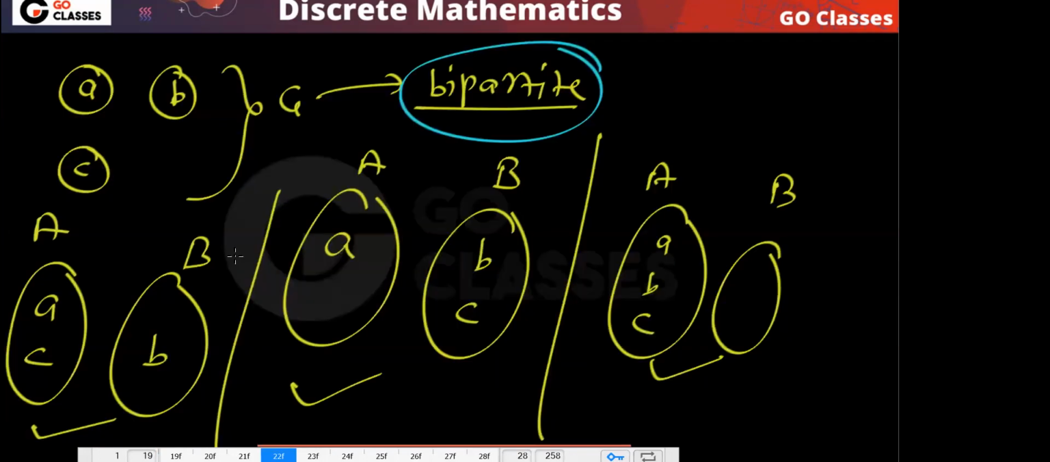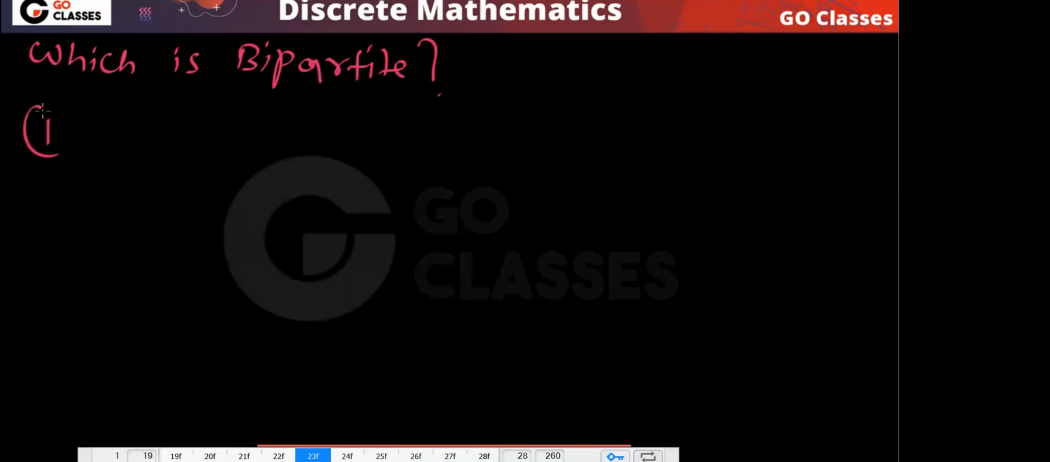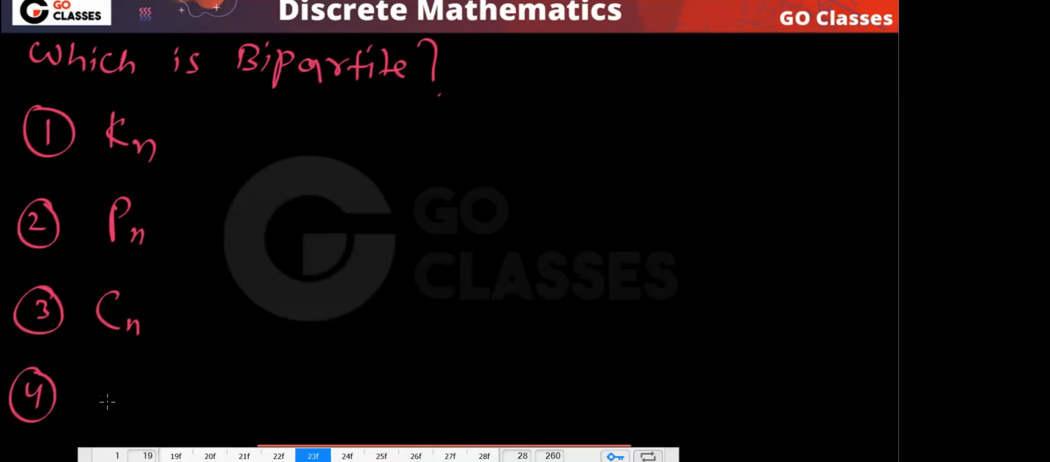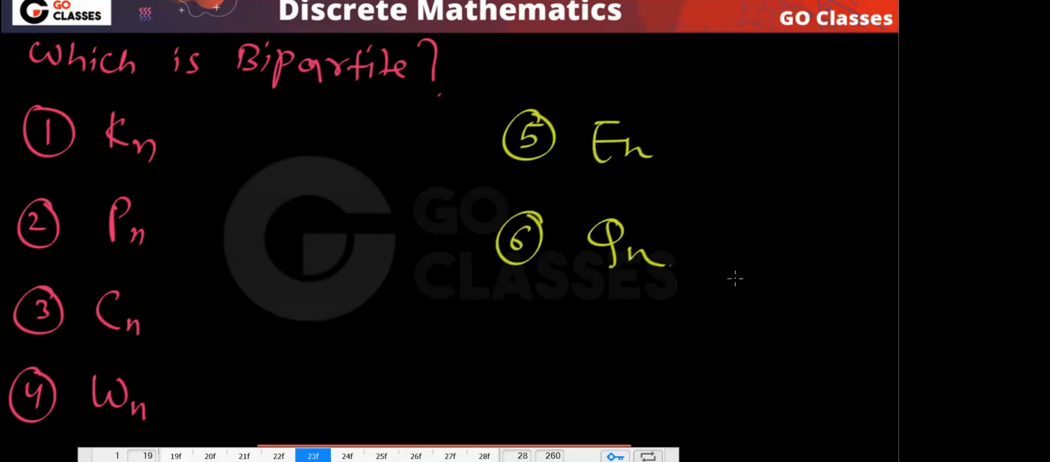Now let's see the next, that is hypercube graph. Are they bipartite? Let's see all of them. Tell me all the categories which are bipartite. Which graphs are bipartite? For example, the first, can I say Kn is bipartite? The second, Pn, path graph. The third, Cn. The fourth, Wn. The fifth, En. And the sixth, Qn. The seventh, Km,n. Which of these graphs is bipartite?